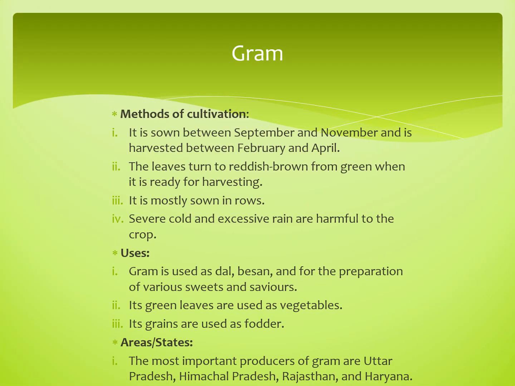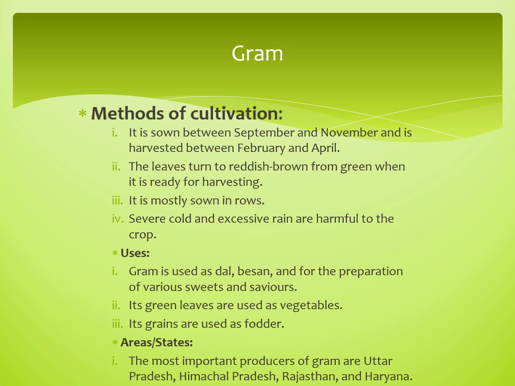Let's talk about methods of cultivation now. It is sown between September and November and is harvested between February and April. It matures in about 150 days after it is sown. The leaves turn from green to reddish brown when it is ready for harvesting. It is pulled out and kept in the sun to dry.